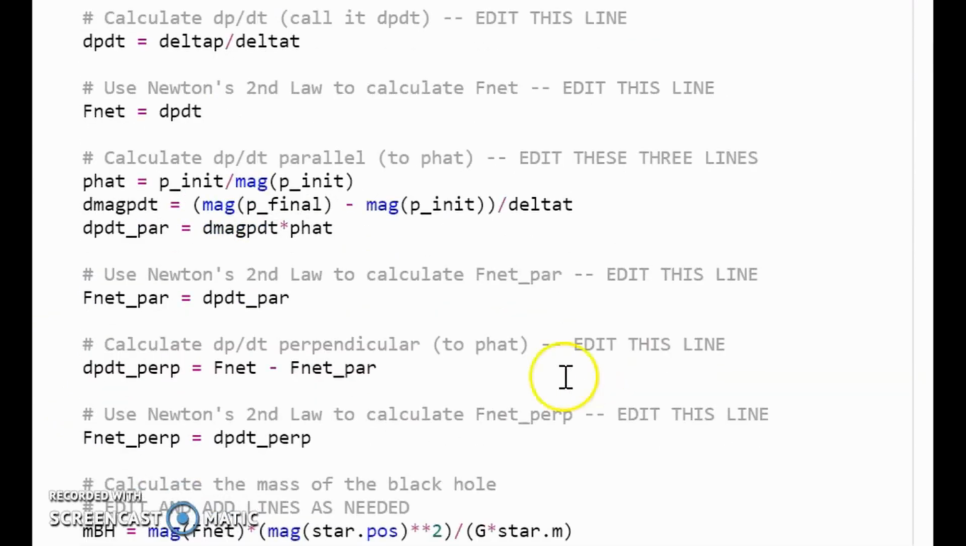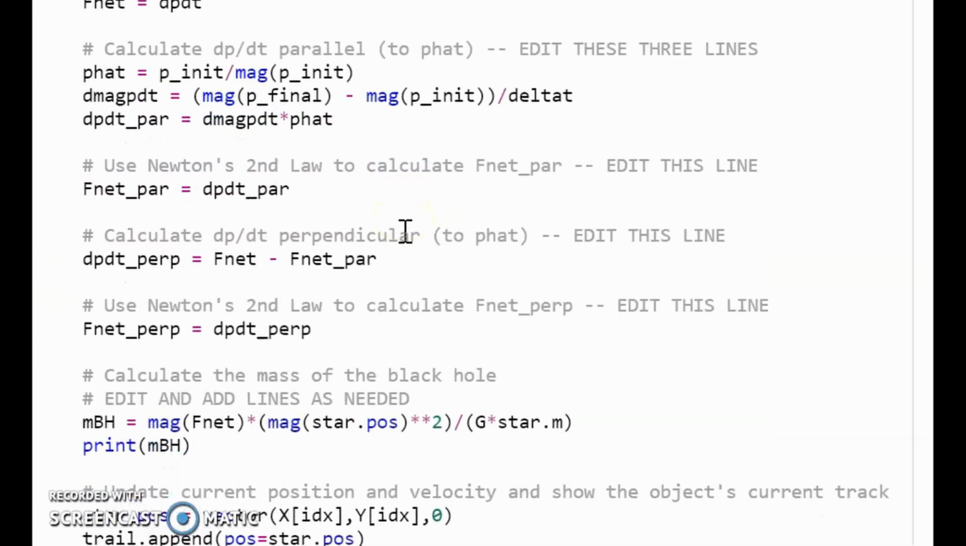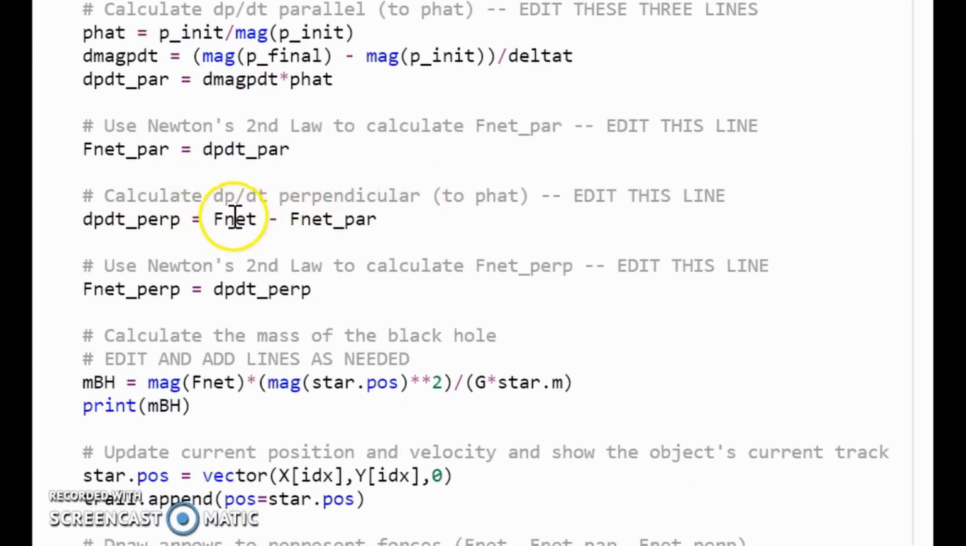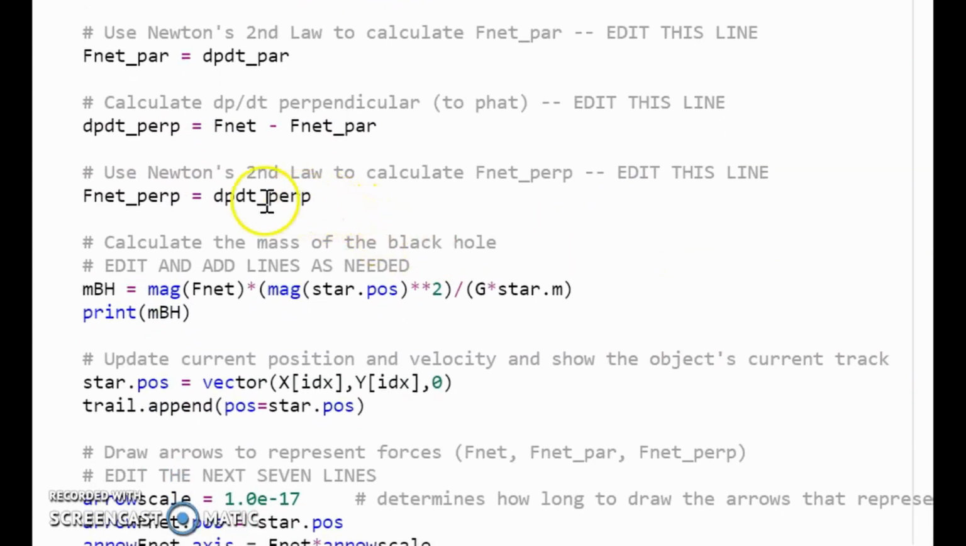Using the initial momentum, I was able to calculate the unit vector of momentum, p hat, that I would need to use later. After that, I calculated the magnitude of the net force and then multiplied it by p hat to get the value of parallel dp/dt. I applied that value to its equivalent, the parallel net force. Since the total net force is the sum of the parallel and perpendicular net forces, I was able to simply subtract the parallel net force from the total net force to get the value of the perpendicular net force. Similarly to before, I applied the value of dp/dt perpendicular to the perpendicular net force. Finally, I was able to use all the calculations I had made and find the mass of the black hole using the gravitational force equation.